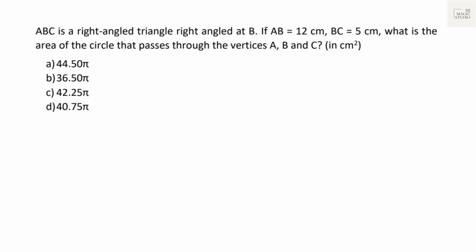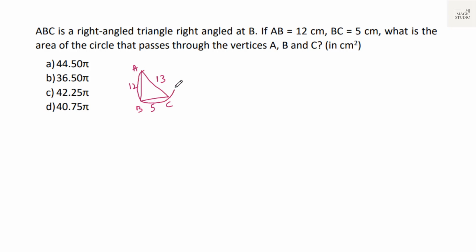One more on mensuration. Let's see what we have. ABC is a right angled triangle, right angled at B. AB is 12, BC is 5, 144 plus 25 is 169. That means AC is 13. What is the area of the circle that passes through the vertices ABC?